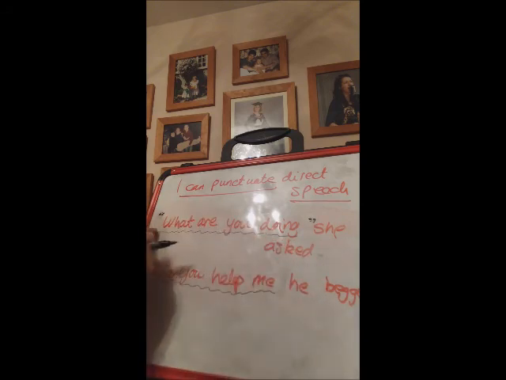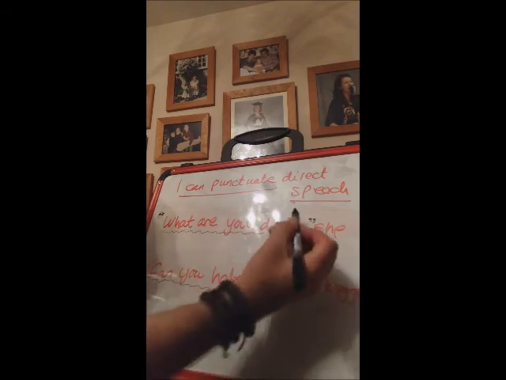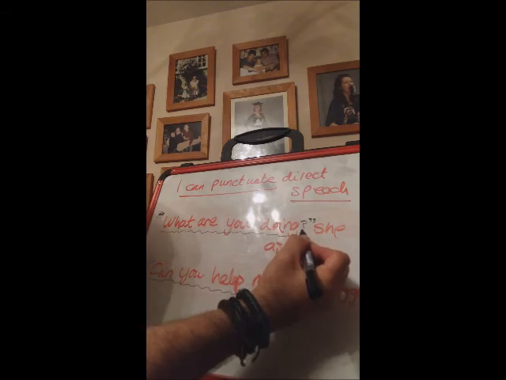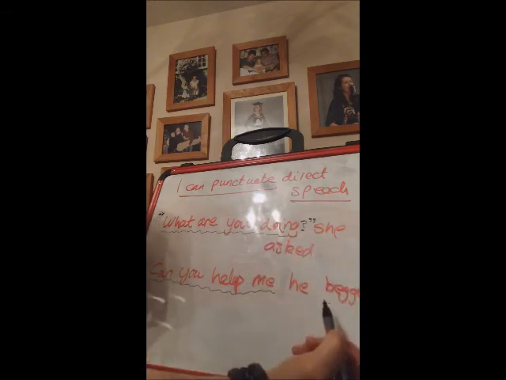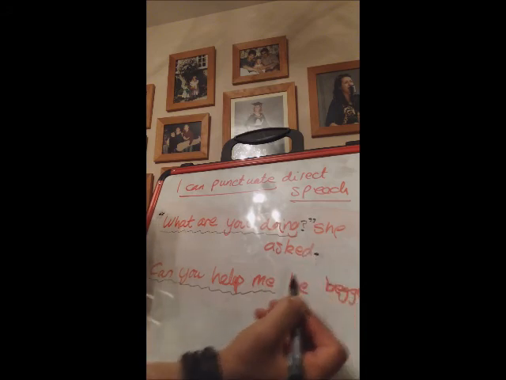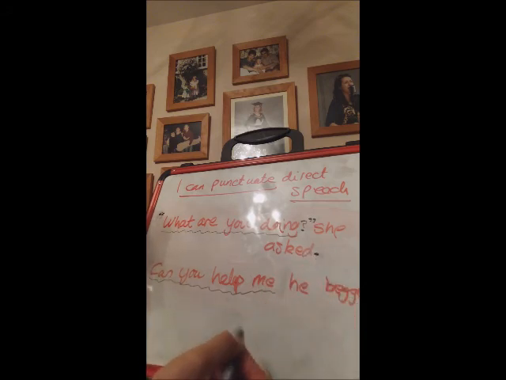Okay, so therefore, what are you doing? That is what is being said. That's the spoken clause. Because it's a question, we have a question mark. So not a comma this time, but a question mark. Finally, she asked is the end of the sentence. So we have a full stop. On to the second example.